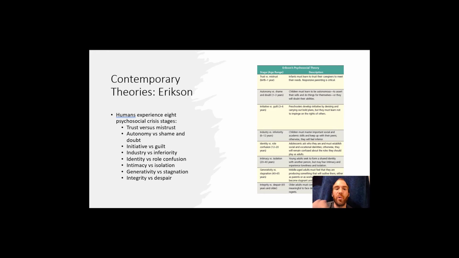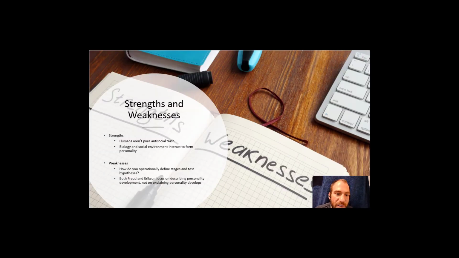And the goal is to solve each of these crises at these specific age ranges, or you're met with developmental consequences. So again, you can see here this automatic, innate stage theorist view of how they believe development occurs. You run into issues at a particular stage, you're going to have developmental issues. So strengths and weaknesses from Erikson, I covered it a little bit already, but humans are pure antisocial trash. So Freud has a much more negative view of humans than Erikson. Biology and social environments interact to form personality.